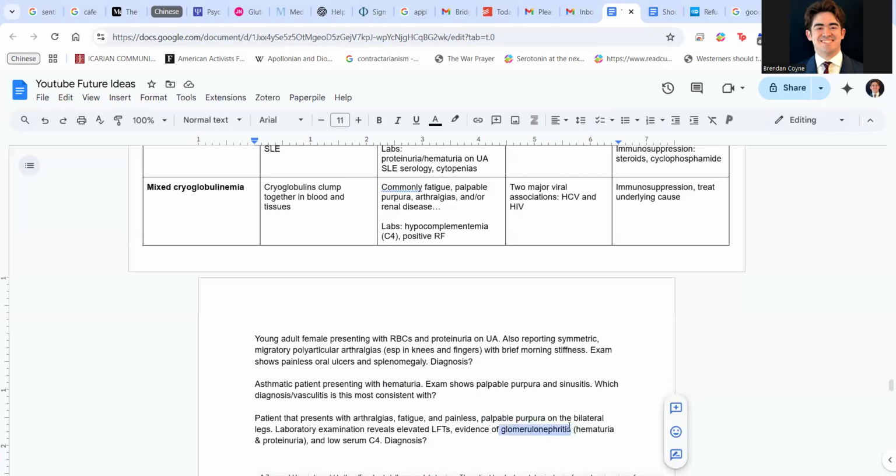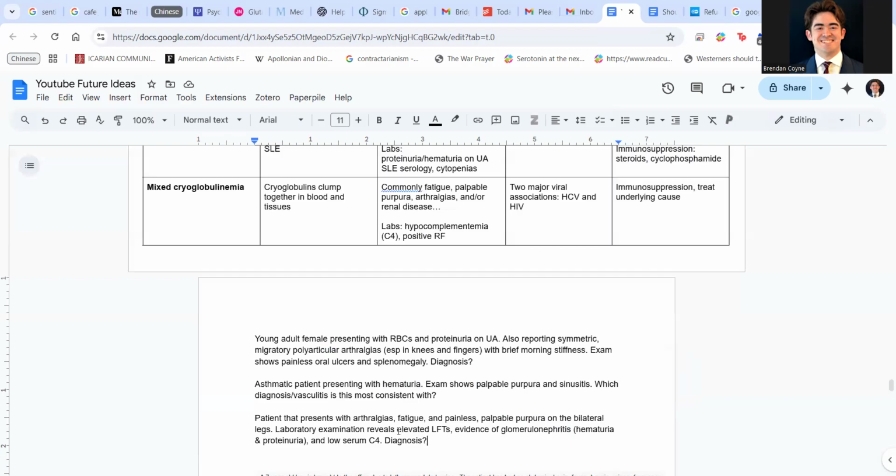Now you might ask, well, Brendan, sometimes IgA vasculitis and IgAN can also have hematuria and they can have palpable purpura. And we also just talked about ANCA-associated vasculitis that can have palpable purpura. So how do we distinguish that? There's a few takeaways. So for one, IgA nephropathy is almost always going to be only hematuria. If there is proteinuria, it's going to be very, very trace. So that's maybe giving you a slight edge.